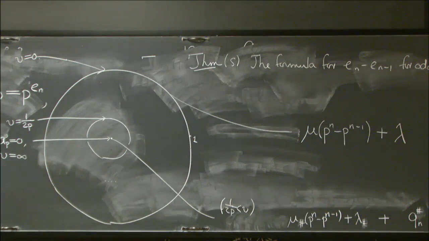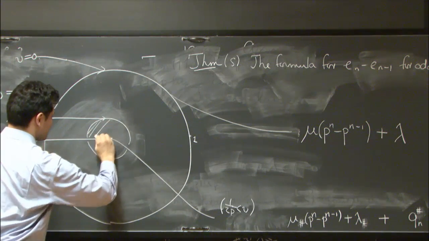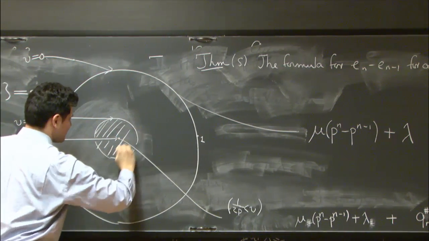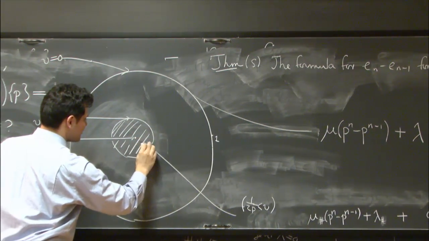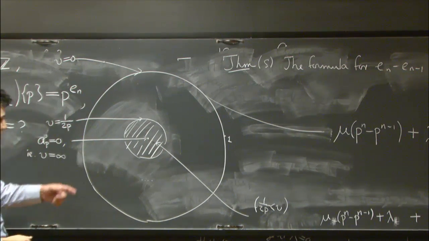Let's say V is at least 1 over 2P. So you're inside this disk anywhere, so not necessarily at 0, but anywhere in here. Then this formula holds.